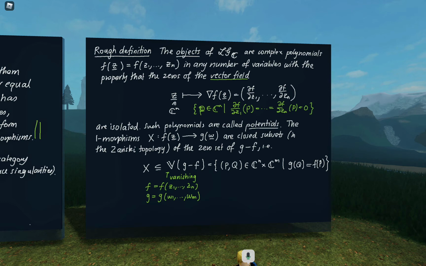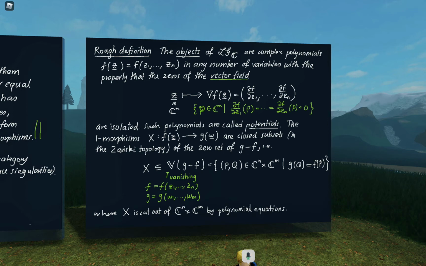Okay, so that's some potentially very complicated subset of C^n cross C^m. And X is a closed subset in some topology. It's what's called the Zariski topology, but I don't really want to define that right now. I'll simply say X is cut out of C^n cross C^m by polynomial equations. So X itself is the vanishing set of some set of polynomial equations, and that's what it means to be closed in the Zariski topology.